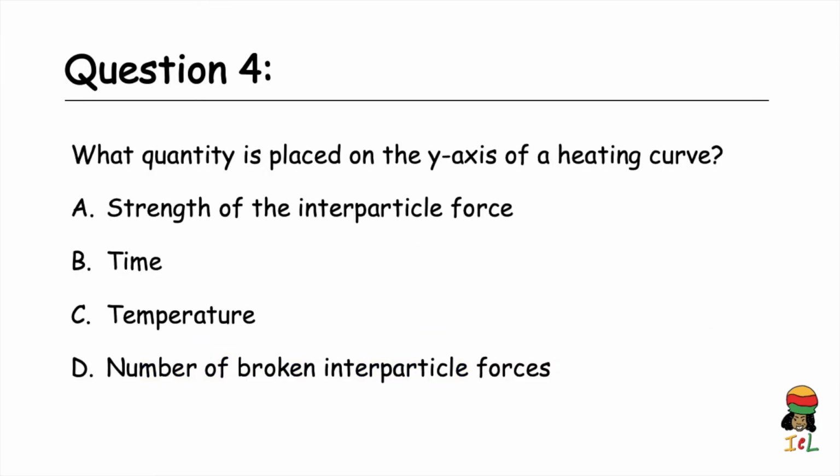Question 4. What quantity is placed on the y-axis of a heating curve? A. The strength of the interparticle force. B. Time. C. Temperature. D. The number of broken interparticle forces. And the answer, of course, is C. We place a temperature scale on our y-axis.